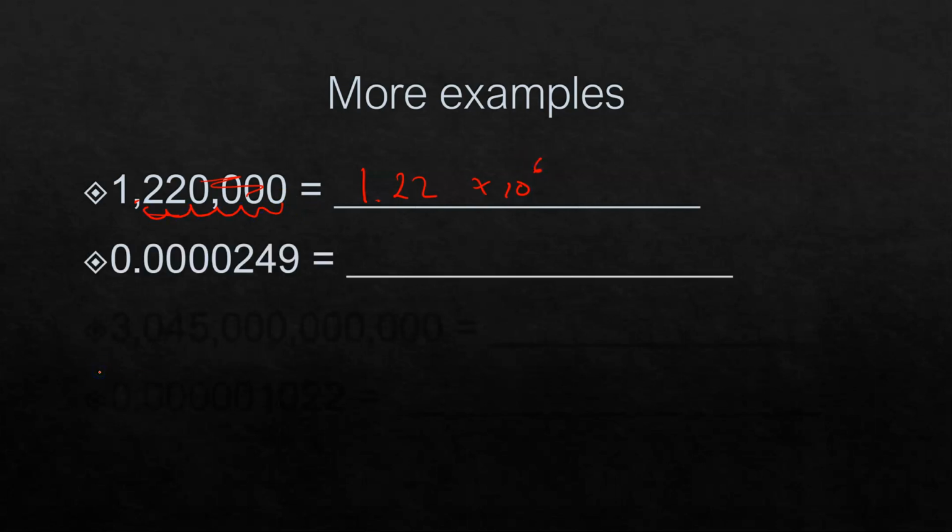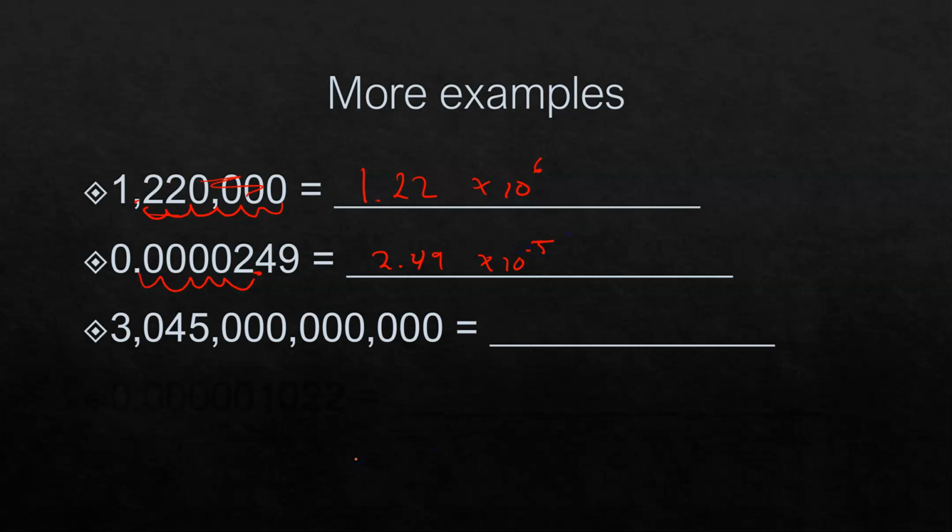All right, same thing, although this is a small number. So my decimal is going to go right there. So 2.49. I'm not going to include those leading zeros, right? And I had to move the decimal 1, 2, 3, 4, 5 places. So this is going to be times 10 to the negative 5.